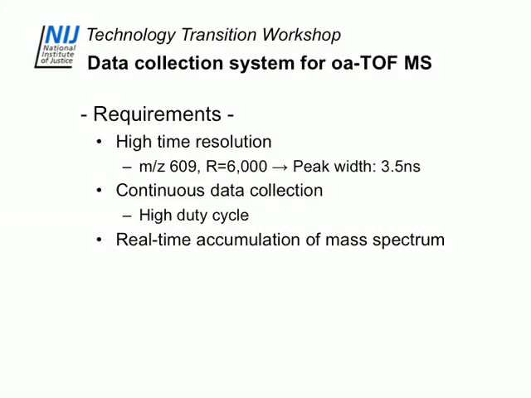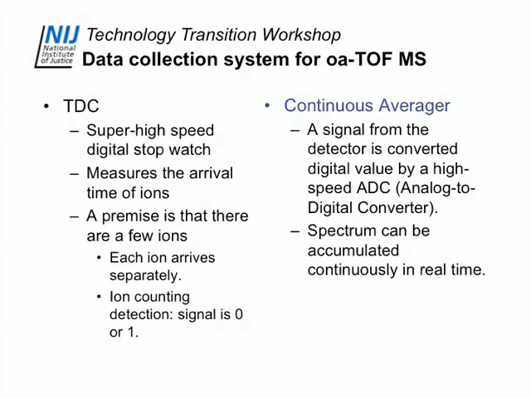We'd like to have high resolution, and you have to have high time resolution, because if you have a resolving power of 6,000, the specification of the AccuTOF, the peak width is only 3.5 nanoseconds wide. And you have to be able to continuously collect spectra and have a high duty cycle. And you want to be able to build up the spectrum in real time. If you take these two different detectors, you can compare what they're good for.